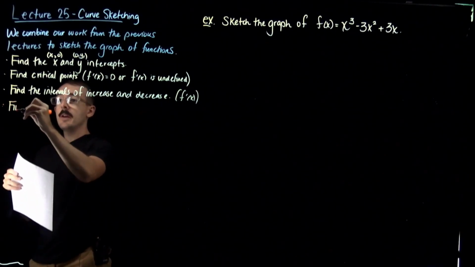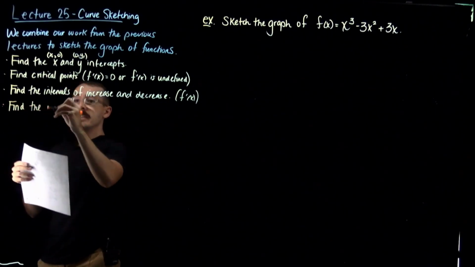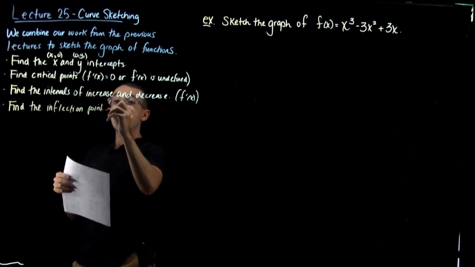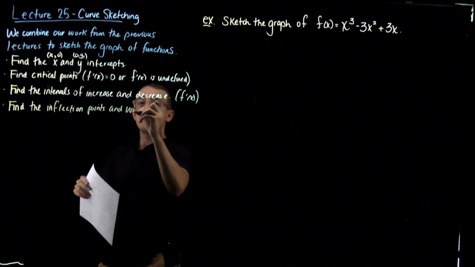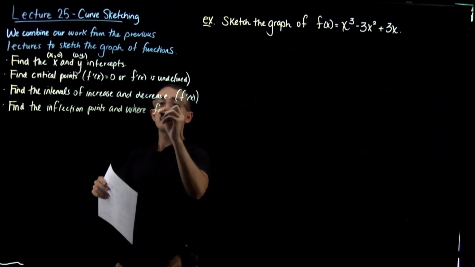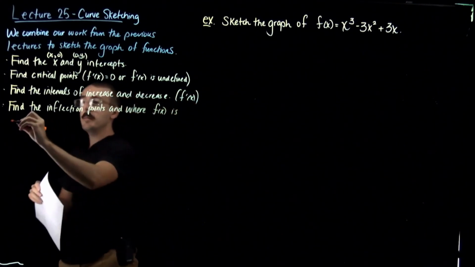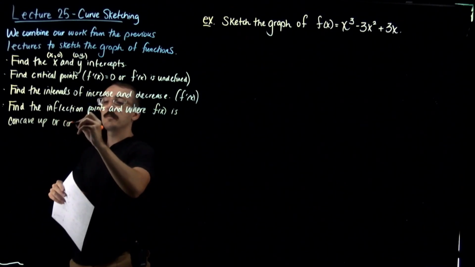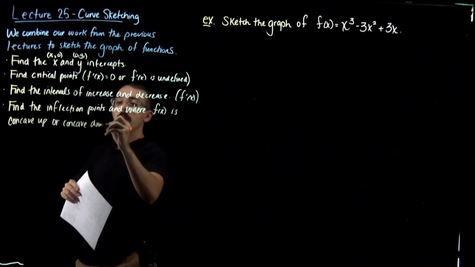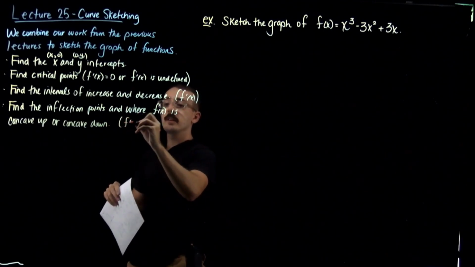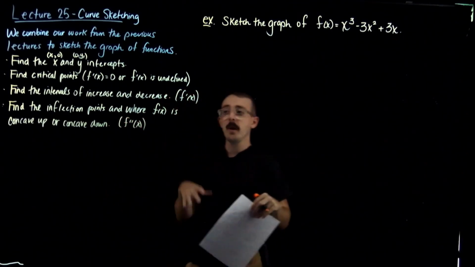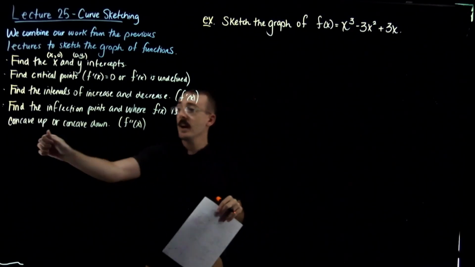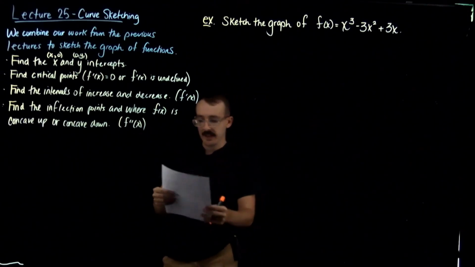And then similarly, we'd like to find the inflection points and where f of x is concave up or concave down. And remember, this stuff involved looking at the second derivative. And if the second derivative is positive, you know the graph is concave up. And then you know it's concave down when the second derivative is negative.